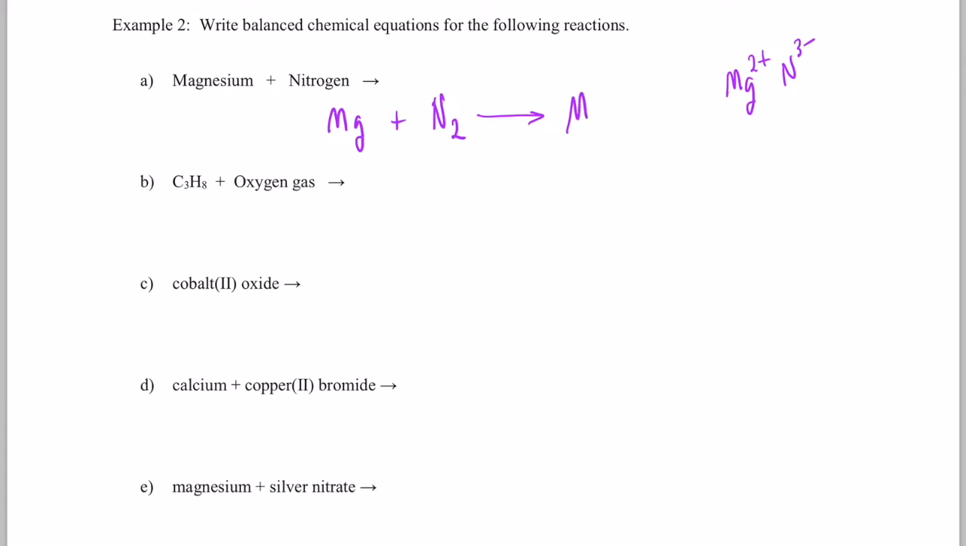So we end up forming Mg3N2. That way the charges balance. Now that's a pretty darn easy one to balance. I just got to put a 3 in front of Mg, and I'm done.